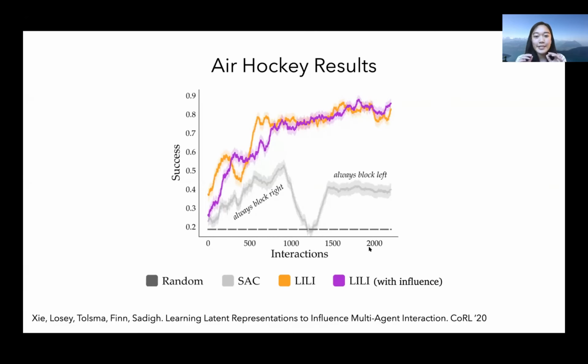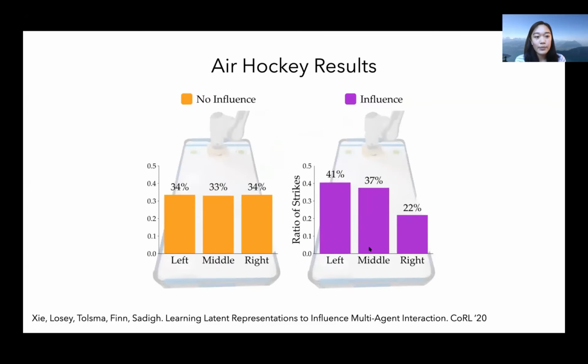If we were to look at the success rate only, we see that LILI with influence has similar blocking success as LILI without influence. But where we actually see a difference is when we look at how frequently the opponent is firing in each direction. LILI with influence will lead its opponent to fire left the most often, which is 41% of the time, while without influence, this distribution is pretty much uniform.